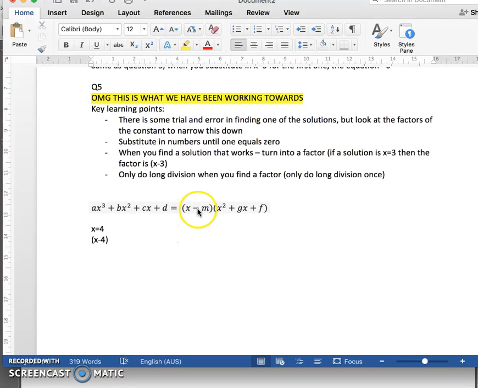What I'm saying is that if I do x times x squared, x times gx, x times f, they're all going to end up with an x in them. If I do negative m times x squared times gx, they're going to have x squareds and x's in them. The only way I get this constant at the end of this cubic is when I take this part of the linear factor and multiply it by this part of the quadratic, which means that this part of the linear factor that we are looking for, this mystery number, multiplies by something and it equals this n part of the cubic. That's the only part that makes up that part of the cubic.